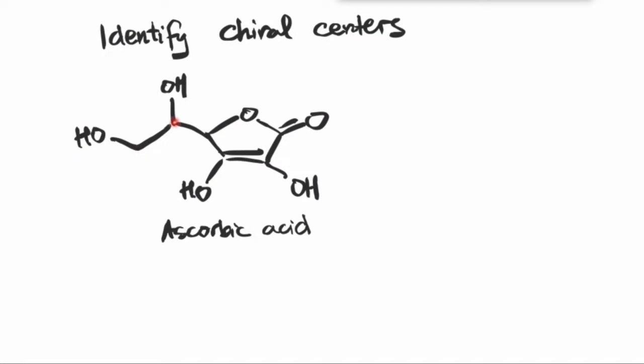What about this carbon here? Does it have four groups? Indeed it does. It has this group, the OH, and then that last undrawn hydrogen. So that's four different groups. Okay, so that's our first chiral center.